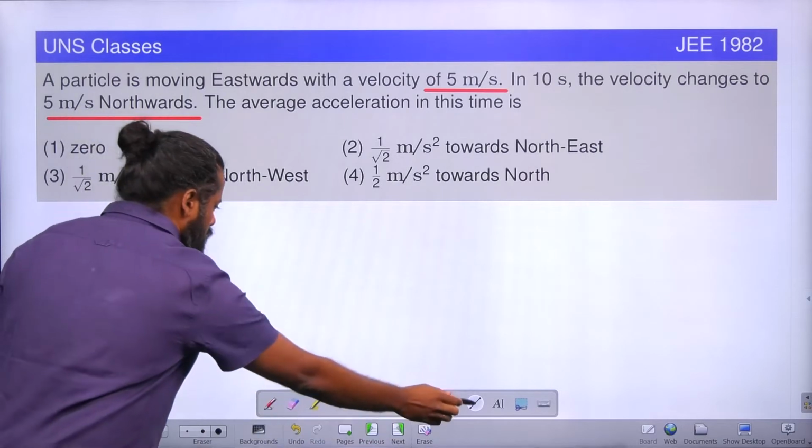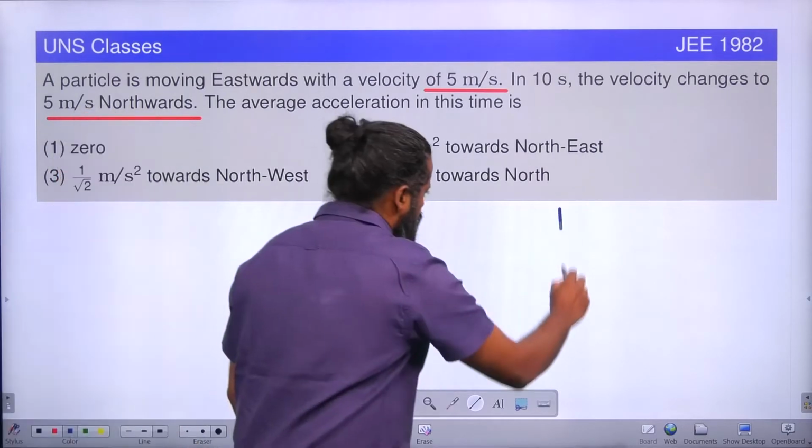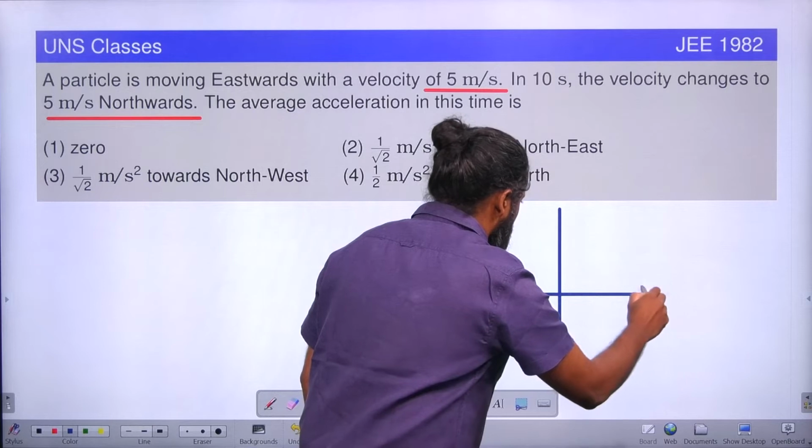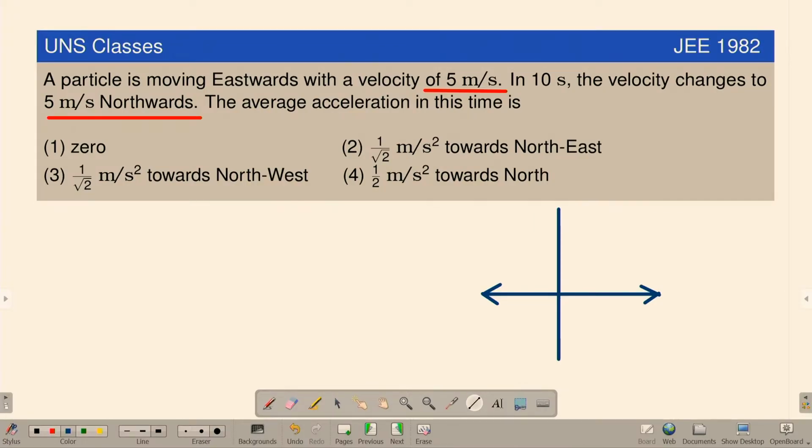Look here. First of all, let us draw the directions. You know the directions north, south, east, west. This is north, this is south, this is east and west. Initially, the body is moving 5 meter per second eastwards. That means the body is moving initially in this direction. Now, after 10 seconds, the body is changing the direction to north. Again, same velocity. So, this is the new direction.